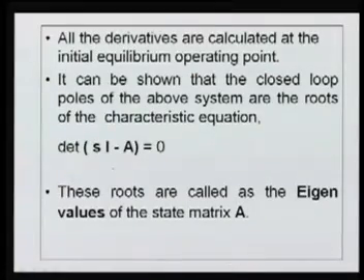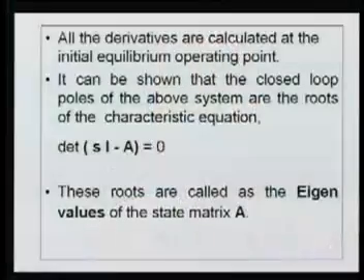All the derivatives are calculated at the initial equilibrium point, because here the derivatives, that is df1 upon dx1, are calculated, and these are the values of this A. The elements of A matrix are constants. So they are calculated at a certain initial equilibrium point, and it can be shown that the closed loop poles of the above system are roots of the characteristic equation.